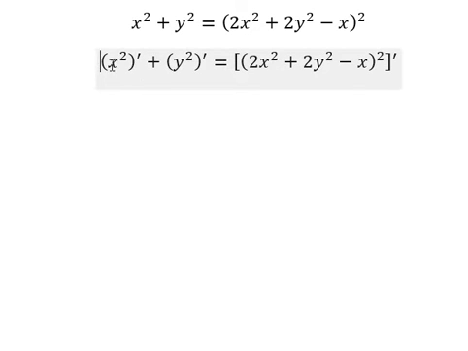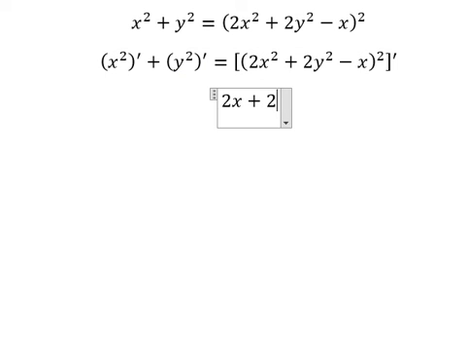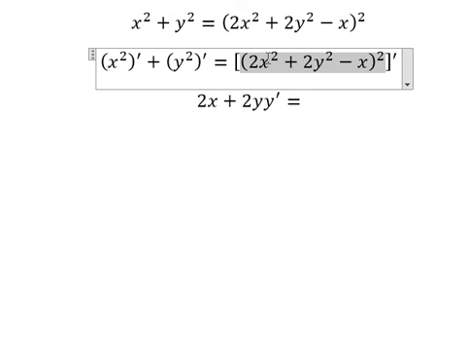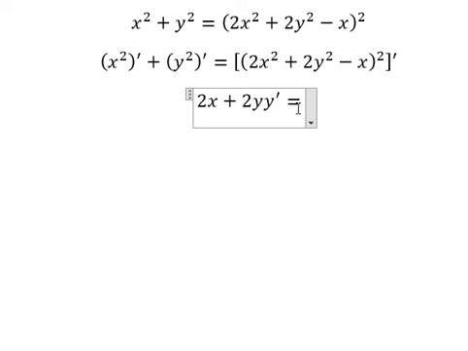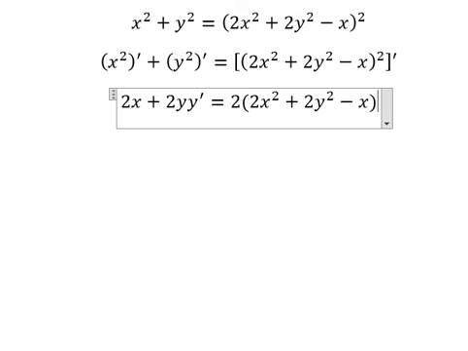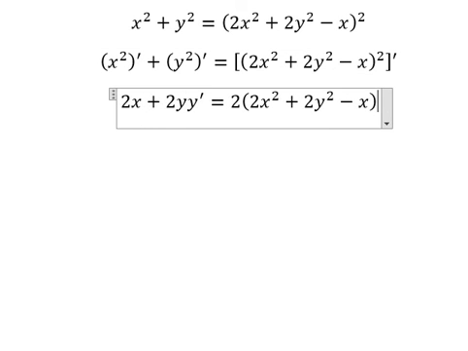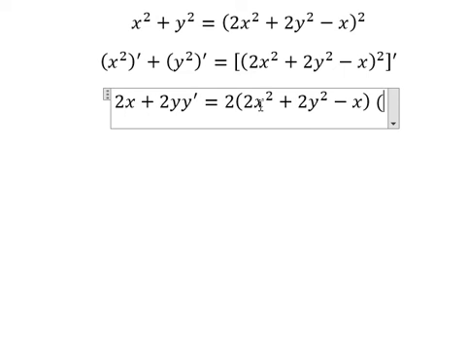Next, first derivative of x squared, we have 2x. First derivative of y squared, we have 2y, and first derivative of y. First derivative of this one, we have the power 2 in here, so we put number 2 in here, and we keep the same of this one, and we have the power of 2 minus 1. So we just put number 1 like this, and later that we continue doing first derivative in here.